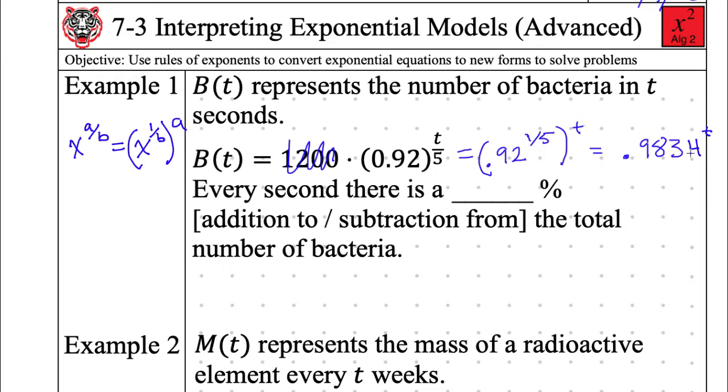Okay, so the first question that I have with a quiet raised hand is, am I adding or subtracting? Is this number bigger or less than 1?